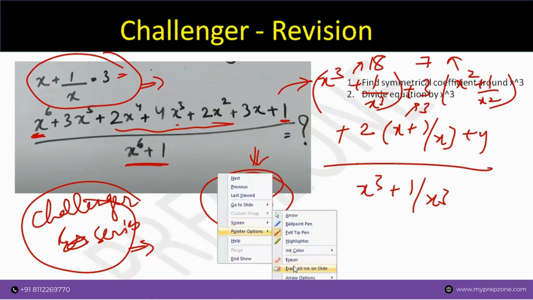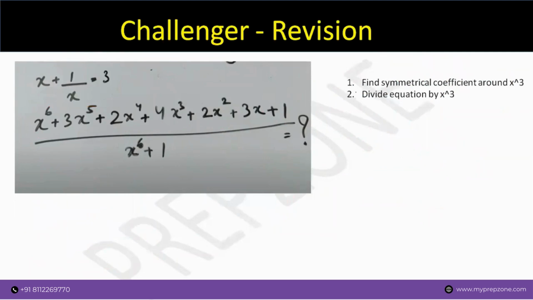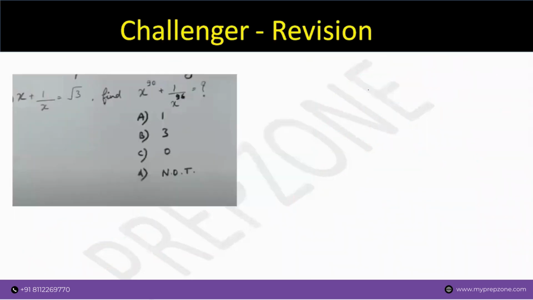I'll erase everything so that you know what was the learning. Find the symmetrical coefficient around x cube and then divide everything. That's it. Let's do this question.